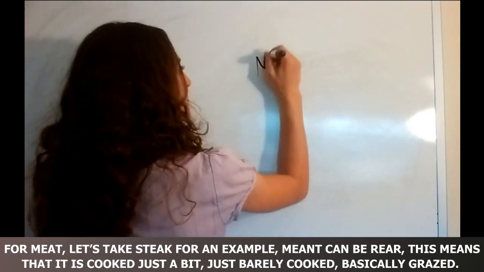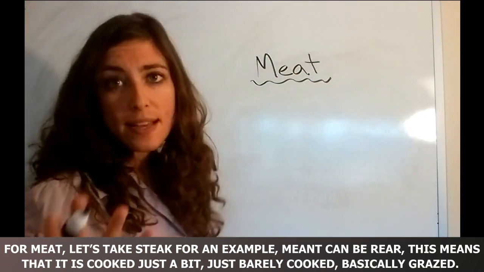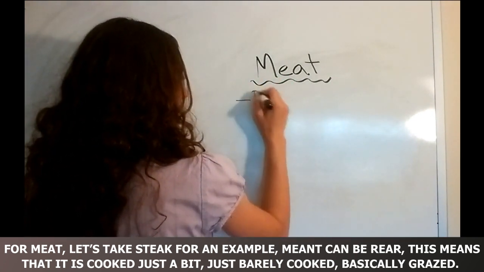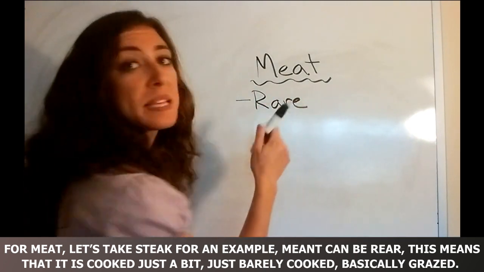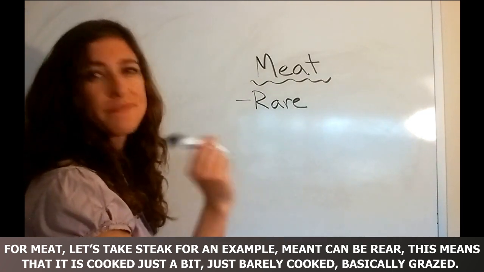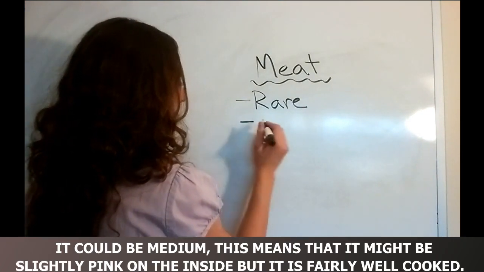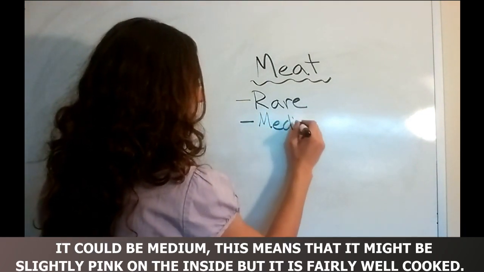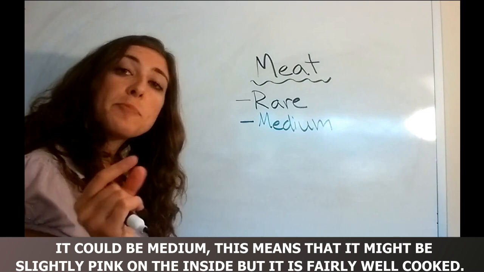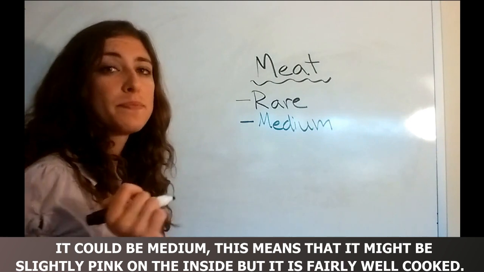For meat, let's take steak as an example. Meat can be rare. This means that it is cooked just a bit, just barely cooked, basically braised. It could be medium. This means that it might still be slightly pink on the inside, but it is fairly well cooked.